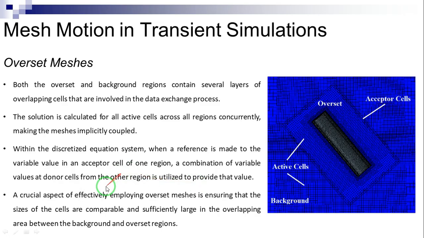A crucial aspect of effectively employing overset meshes is ensuring that the sizes of the cells are comparable and sufficiently large in the overlapping area between the background and overset regions. This overlapping area must consist of at least 4 to 5 cell layers in both the background and overset meshes.